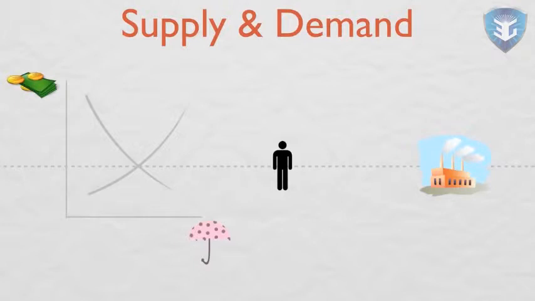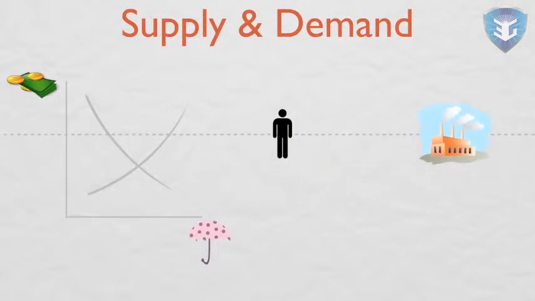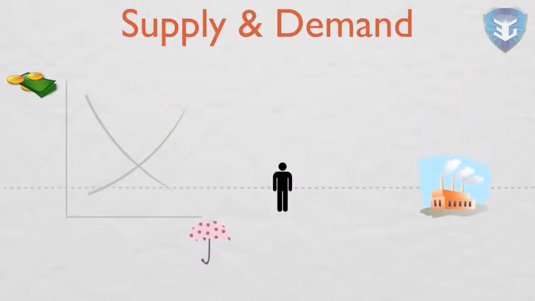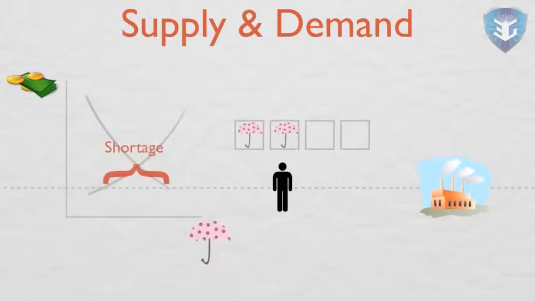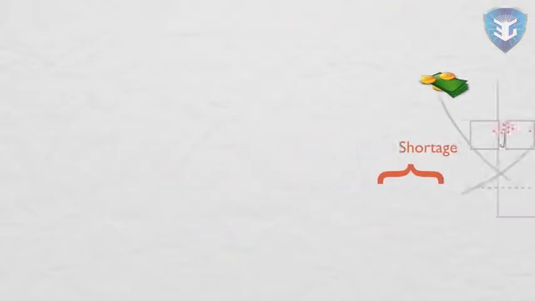If the price is at the market clearing level, producers produce exactly as many umbrellas as buyers want to buy. So every umbrella is sold, and everyone who wants to buy an umbrella can do so. What if the price of umbrellas is higher than the market clearing price? Then producers make more umbrellas than buyers are willing to buy at that price, and we have a surplus. Similarly, if the price of umbrellas is set below the market clearing price, buyers want to buy lots of umbrellas, but producers aren't so eager to produce that many, so we have a shortage of umbrellas.